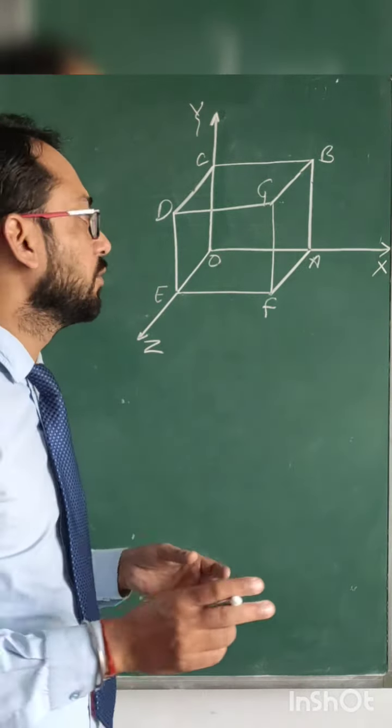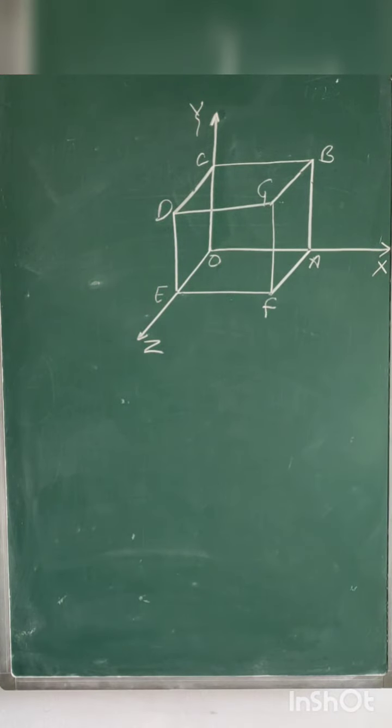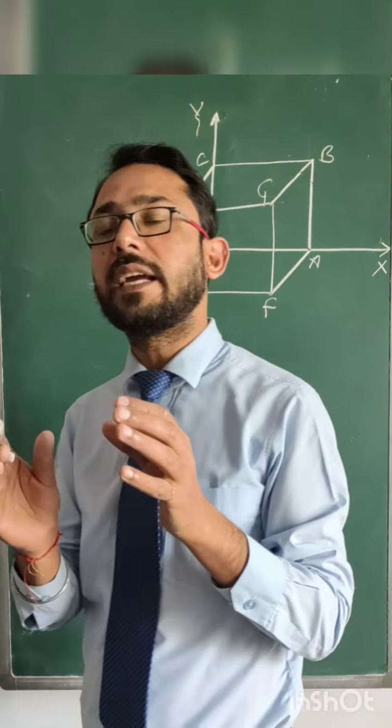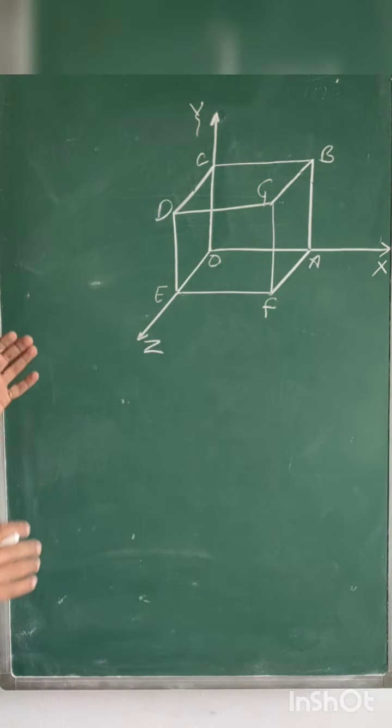Today we are going to do a question. A line makes alpha, beta, gamma and delta with the diagonals of a cube. Prove that cos square alpha plus cos square beta plus cos square gamma plus cos square delta is equal to 4 upon 3. So we need to keep in mind a line is there inside the cube and that is making different angles with the diagonals.